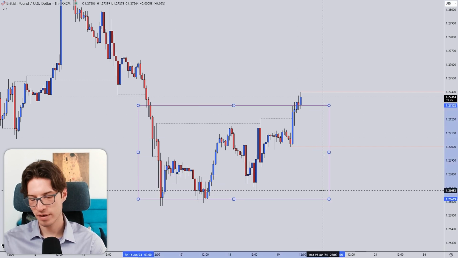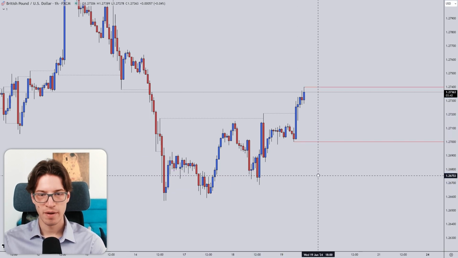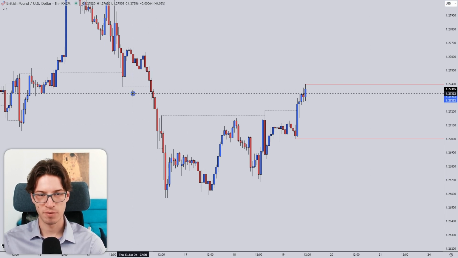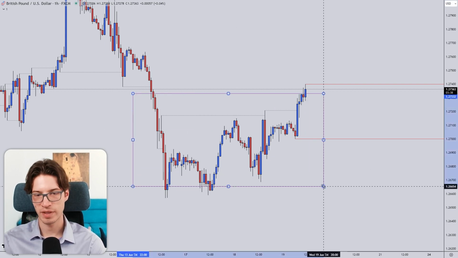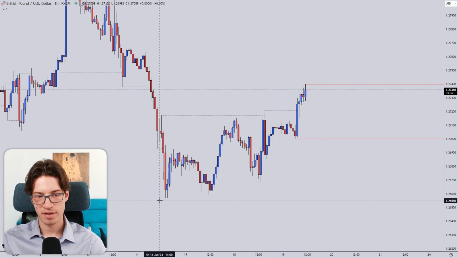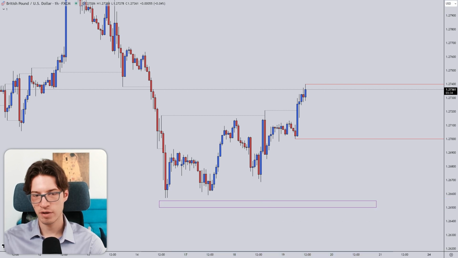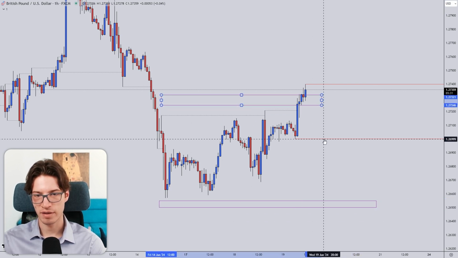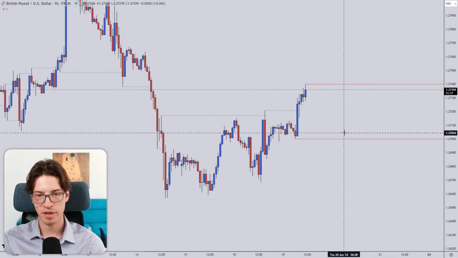I'm not trading the liquidity sweep on this currency pair, but if I was, this would be very conducive price action to be taking buys right here and taking sells right here. So that's about it for the pound.